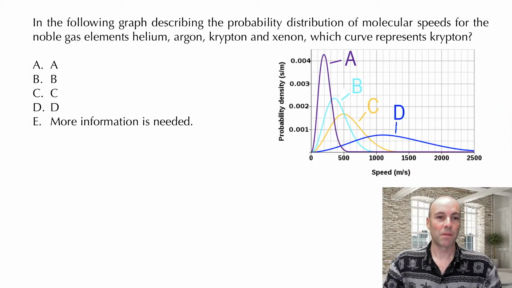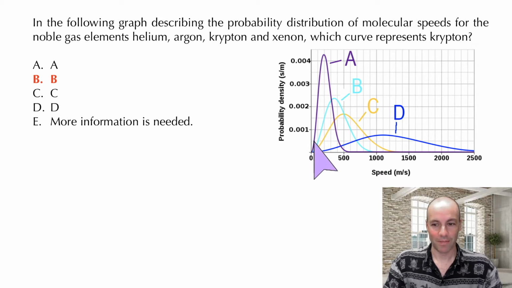In the following graph describing the probability distribution of molecular speeds for the noble gas elements helium, argon, krypton, and xenon, which curve represents krypton? And the answer is B. This light blue curve right here, that's krypton. Let's discuss probability distributions and we'll see why this one is krypton.